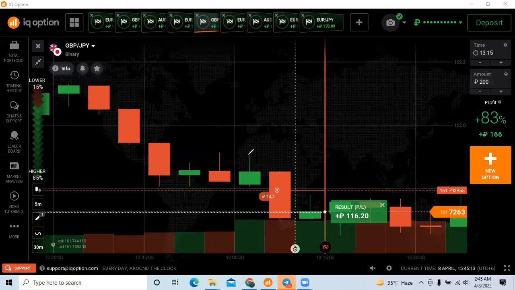Okay. Now in the sellers' area, sellers fight with buyers, take down. This area to this area is full of sellers. Now sellers increase their own volume. Now this candle is not a buyer's candle. Okay. That's why the next candle is red.